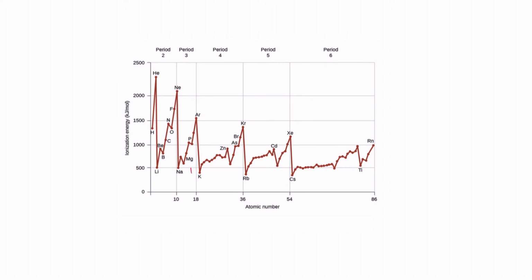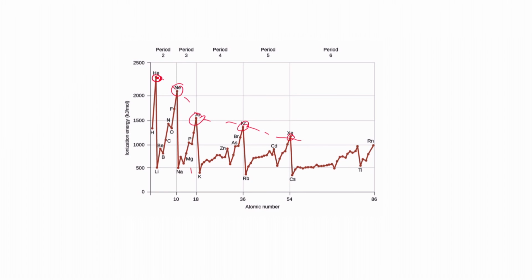Okay, it goes up as you go across, and then as you go down, for example, from the same group, for example, the noble gases, here's helium, here's neon, here's argon, here's krypton, here's xenon, right? They decrease. Okay, and so you can see the trend that as you go down a group, the ionization energy decreases, but as you go across a period, the ionization energy increases.